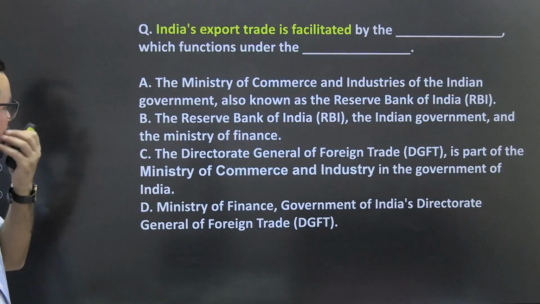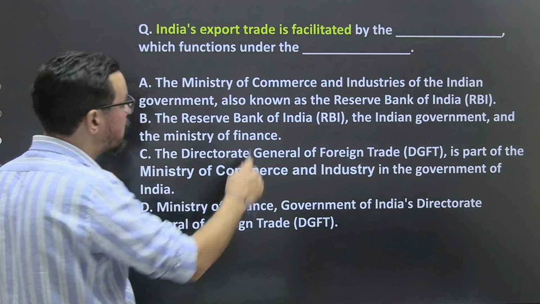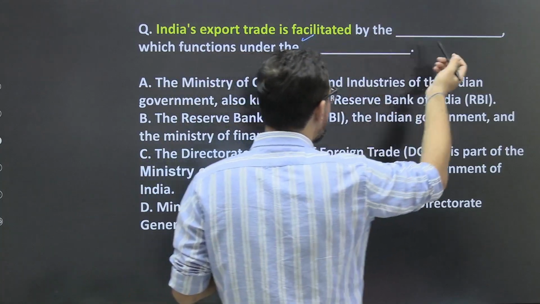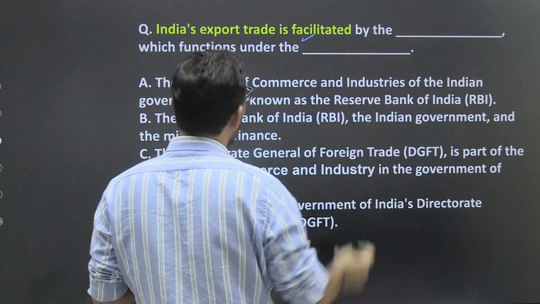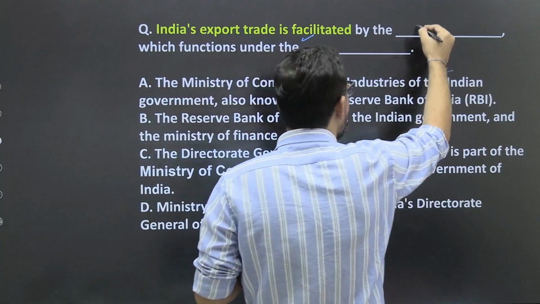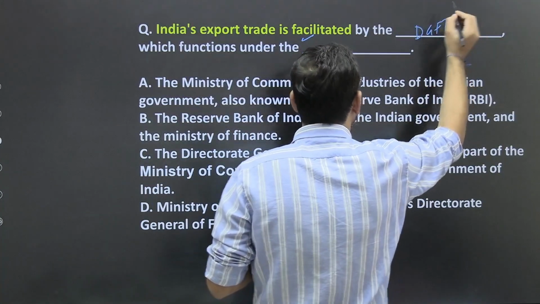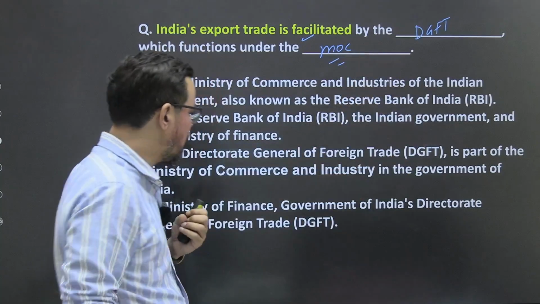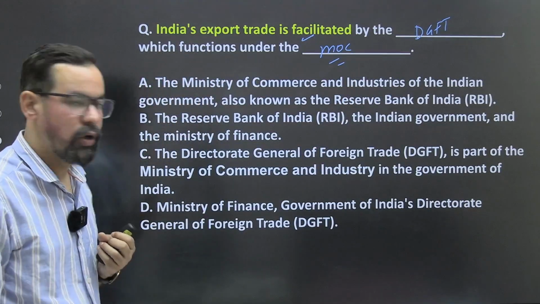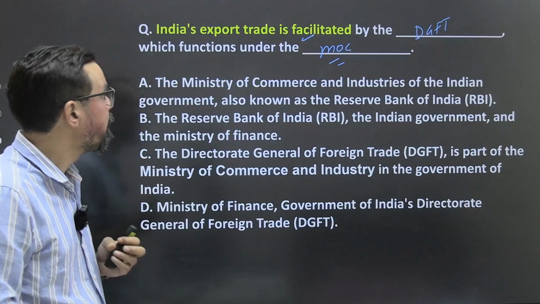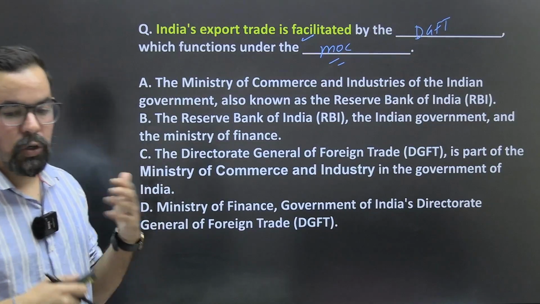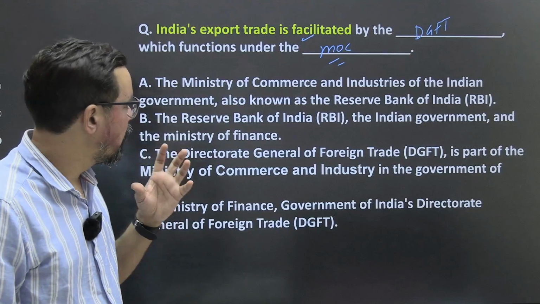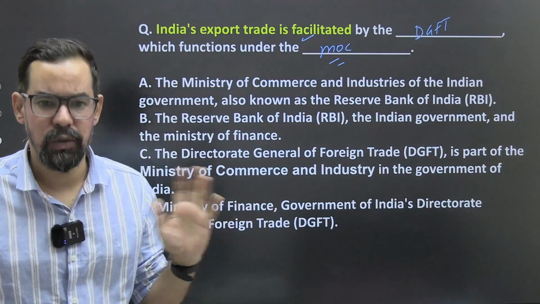नेक्स्ट वन, इंडियाज एक्सपोर्ट ट्रेड इज फैसिलिटेटेड बाय, किसके द्वारा फैसिलिटेट होते हैं आपके, ठीक है। सो डीजीएफटी एंड मिनिस्ट्री ऑफ कॉमर्स, ठीक है, Ministry of Commerce and Industry of Government of India, ठीक है। So now we are entering in a new unit. That unit is called आपका हाँ, it is like facilities for exporters and importers.